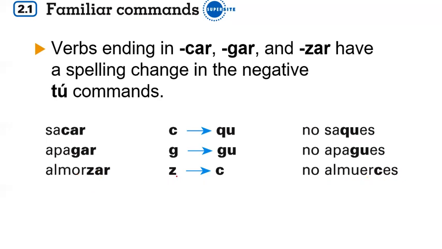So we're going to keep this se sound, or the sound, as a CE combination just to maintain consistency. Any ZAR verb, whether it's a stem changing verb or not, you are going to change that Z to a C. In this case, we have almuerzo, drop the O, and we have a Z at the end. We're going to change that to the letter C, and then the opposite ending is an E plus the S. No almuerces.